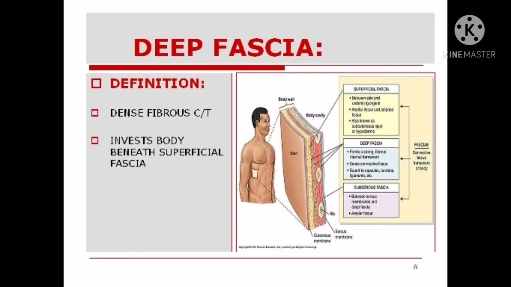The deep fascia is just beneath the fatty layer, or the superficial fascia, and by definition, it is dense fibrous connective tissue. The superficial fascia, if you remember, was a loose areolar connective tissue, while this is dense fibrous connective tissue. It invests the body beneath the superficial fascia.